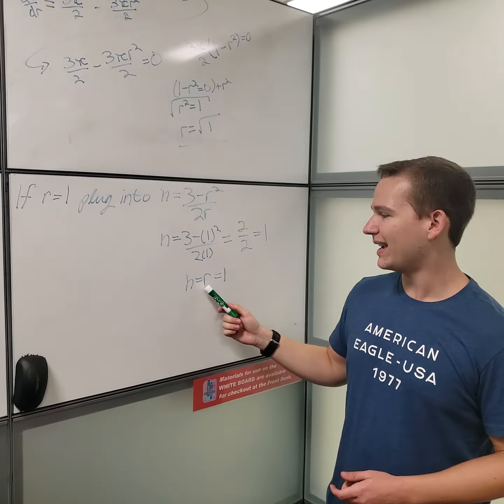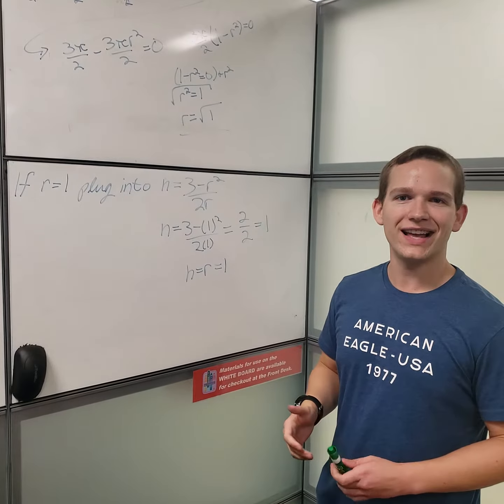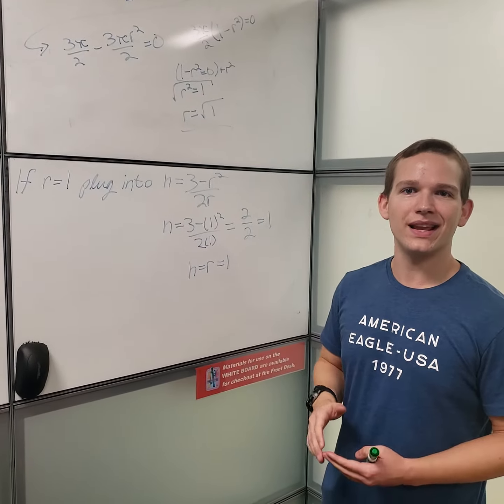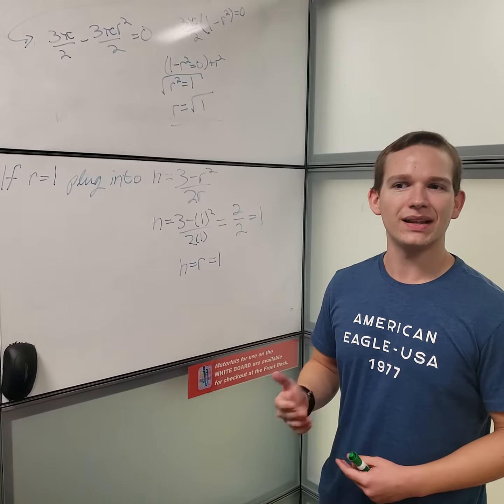So if you notice that h and r both equal the same thing, what we find is the principle of cylinders: when the height is the same as its radius, that's when the volume is really maximized.